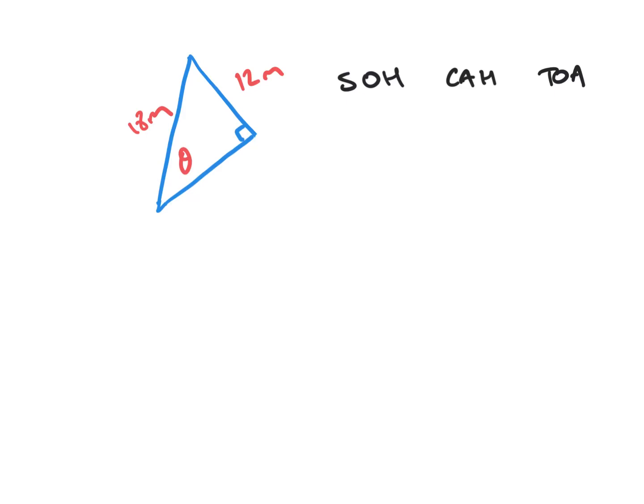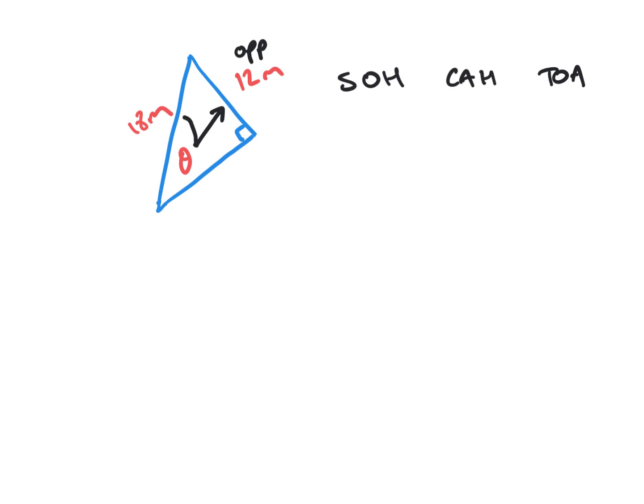Job number 1 is to determine the two sides that we are dealing with in our triangle. Once again, our sides are determined by where the angle is. As we can see, we'll just point to this one. That side is opposite the angle, so I'm just going to label that one as opposite.